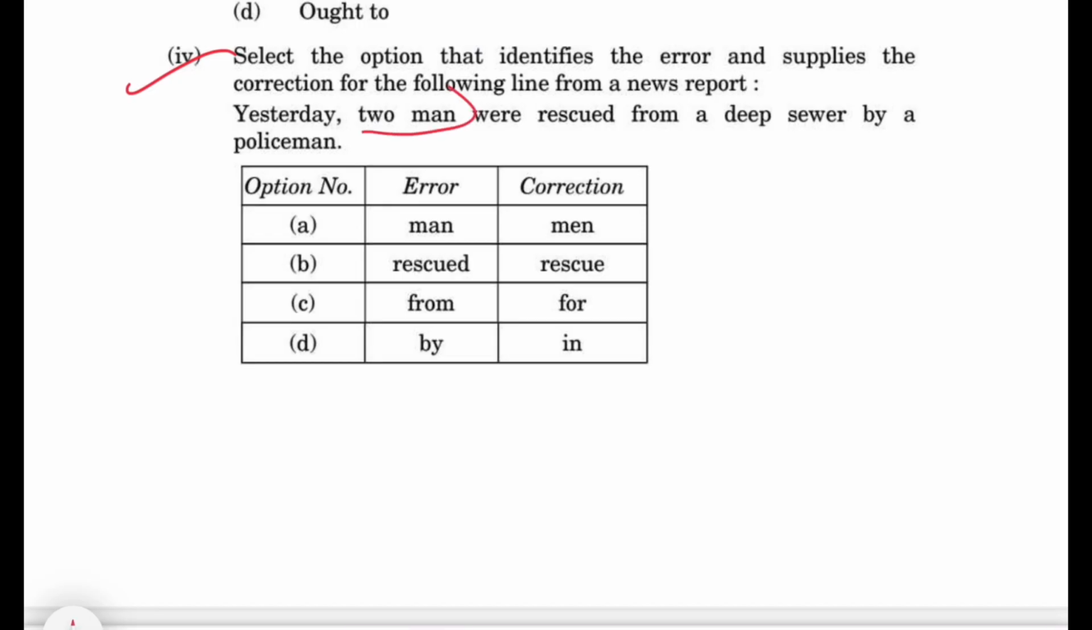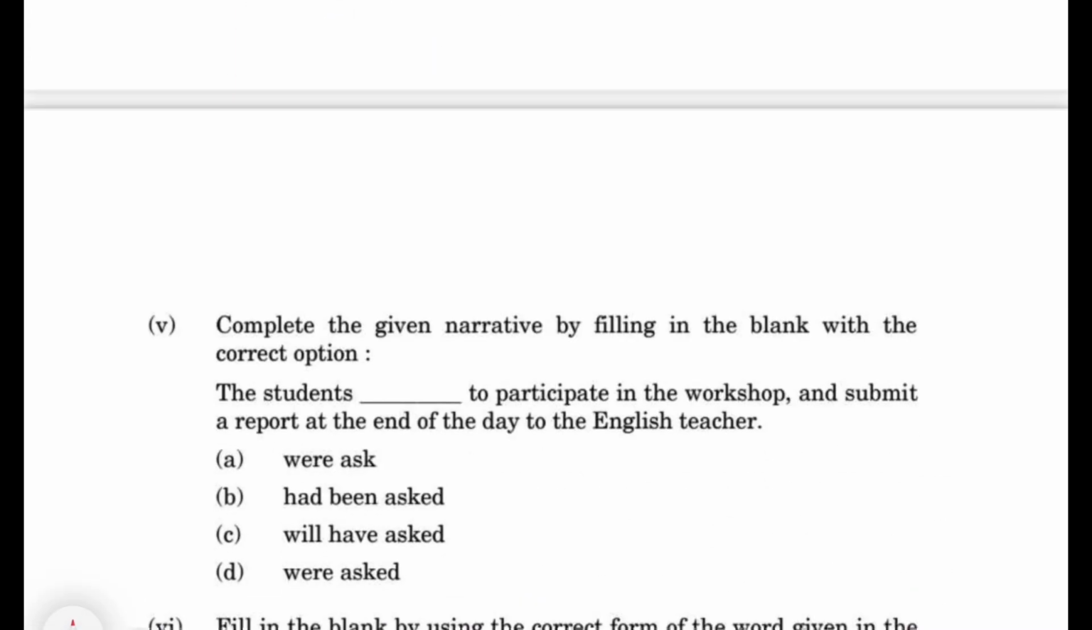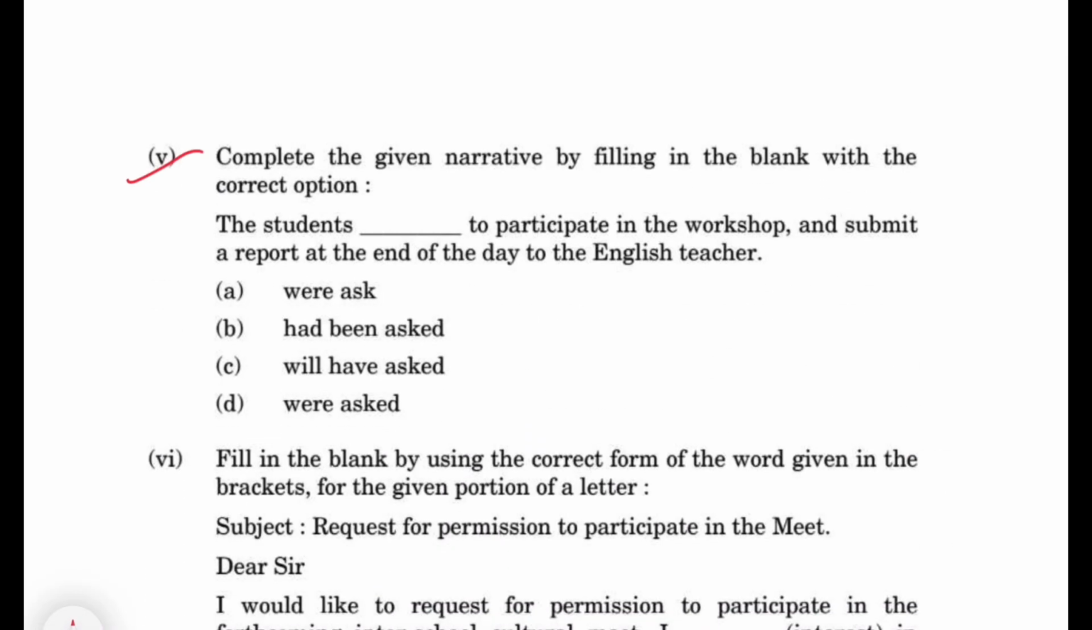Next one is very easy. Yesterday, two men. Two man. Man is singular. It should be plural. So men. Two men is the correct answer. A is the correct answer.